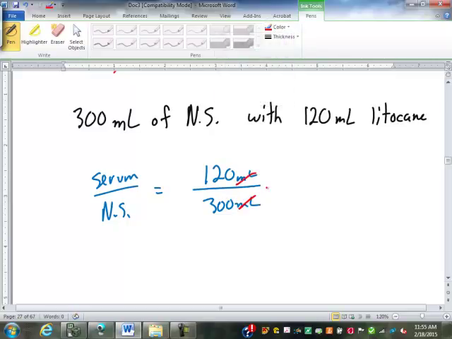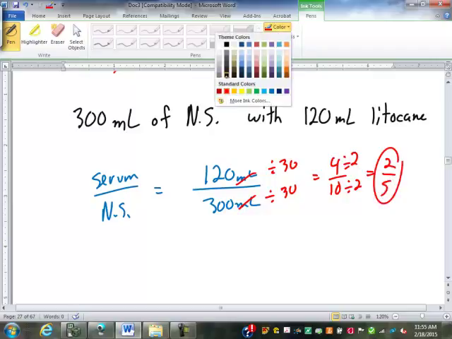So the milliliters cancel out. Both of these can be divided by 30. Here's 4 to 10. Actually could have been divided by 60. We'll divide by 2 again. Once again, we have a 2 to 5 ratio.